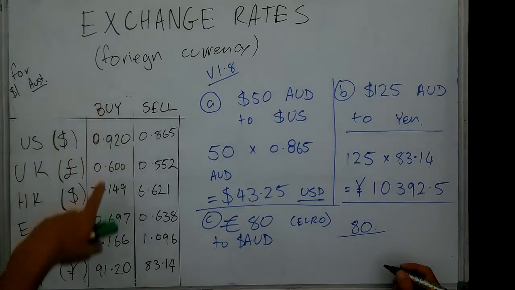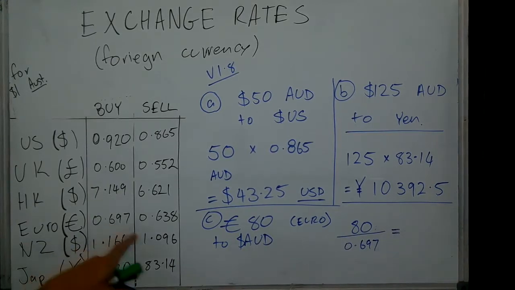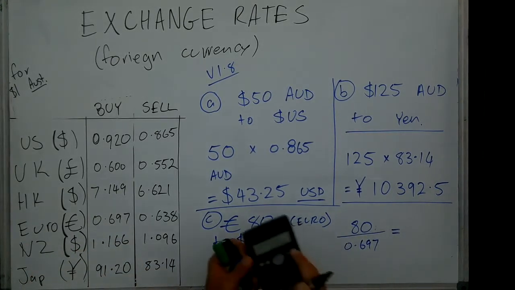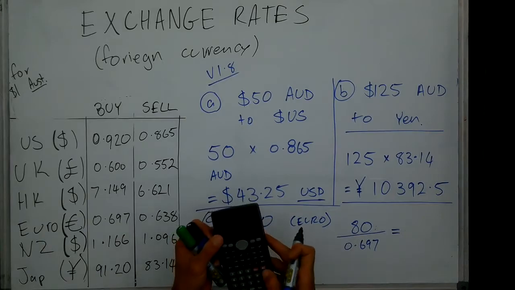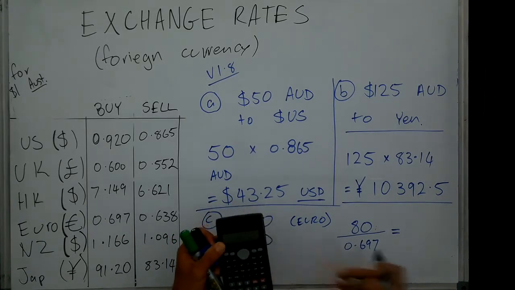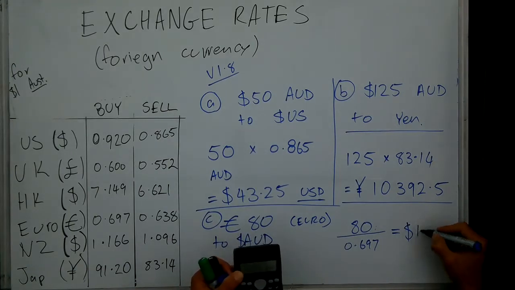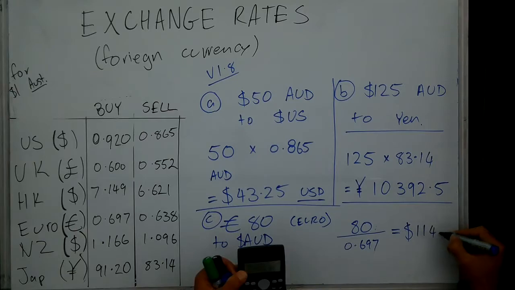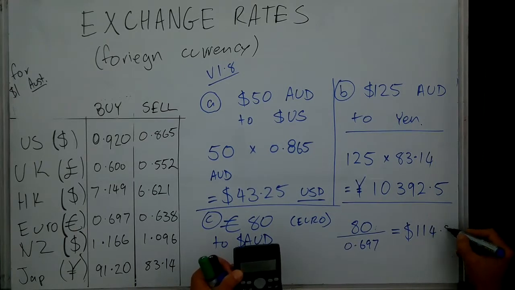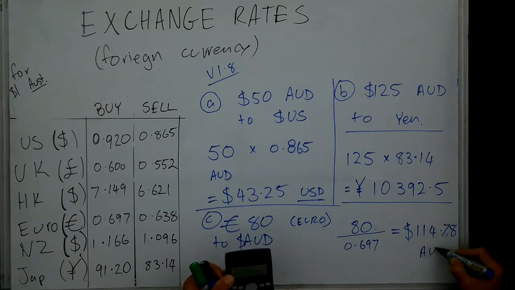So the euro buy rate is 0.697, equals calculator. So this is in Australian dollars now. $114, and I'll round that, 78 AUD.